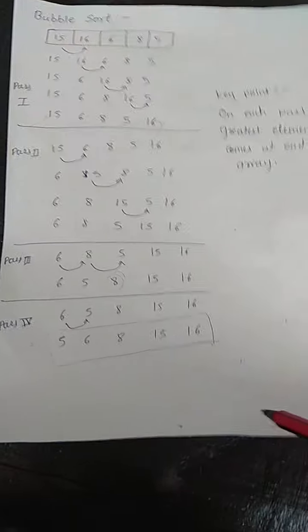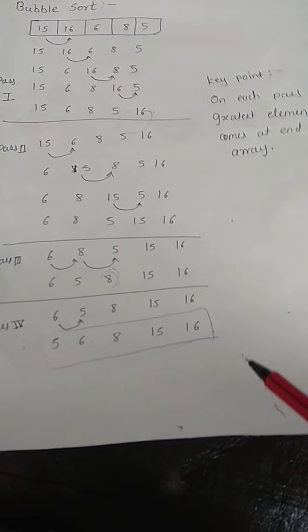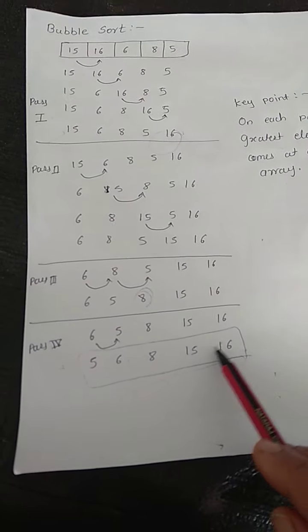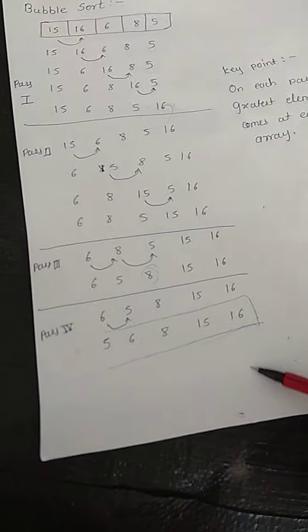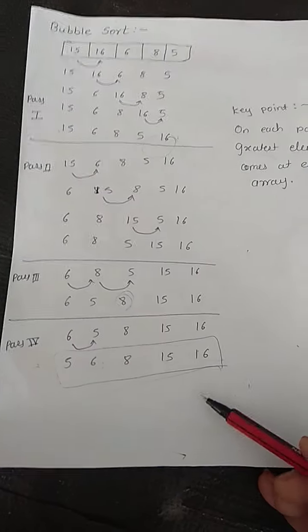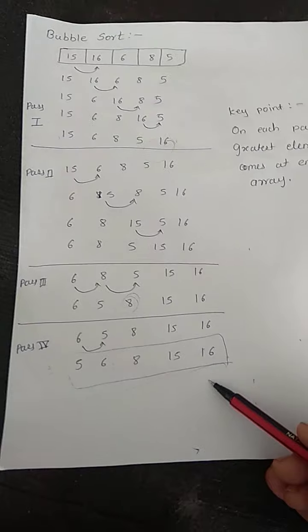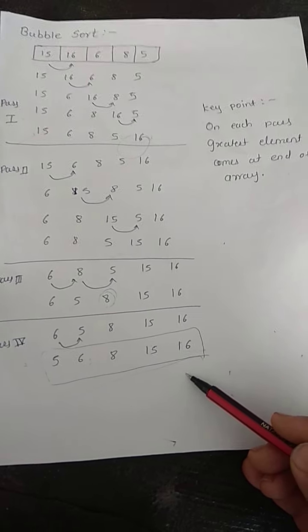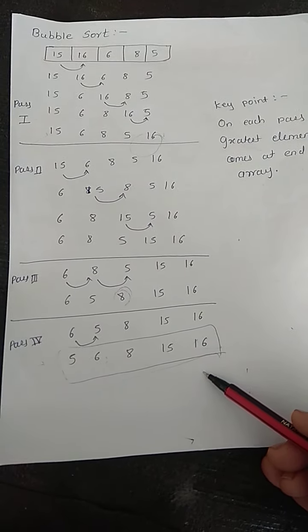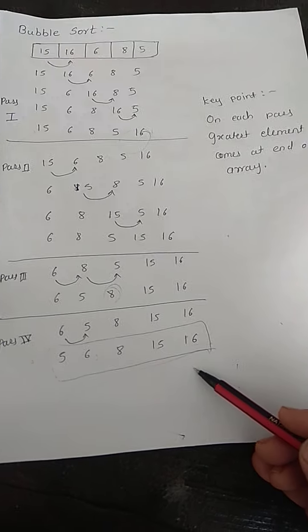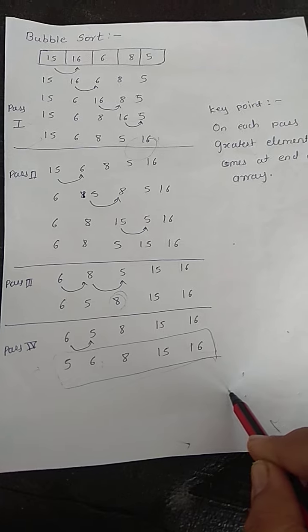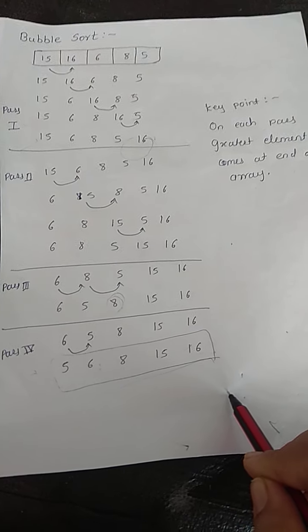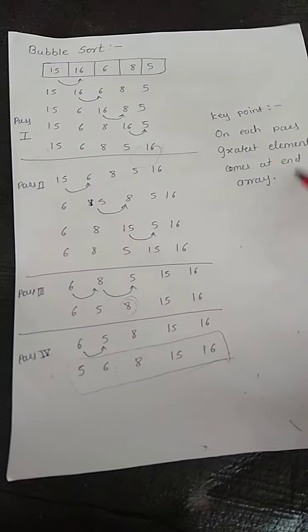To cross-check our steps, just look at these numbers in descending order. If they are proper, it means you are going the right way. In this way you can solve an example of bubble sort, the easiest sorting technique. So this is the first method of sorting, and just remember this key point.